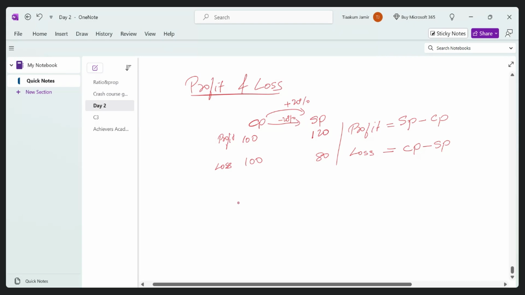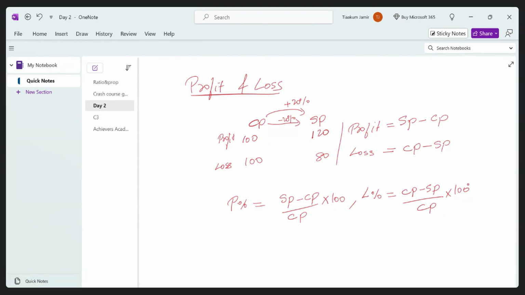In order to find percentage profit, it will be selling price minus cost price divided by cost price. But we will not forget to multiply with 100, they are asking us to find percent. In order to find loss percentage, cost price minus selling price divided by cost price, times 100. So this is the only concept you need to solve the profit and loss topic.